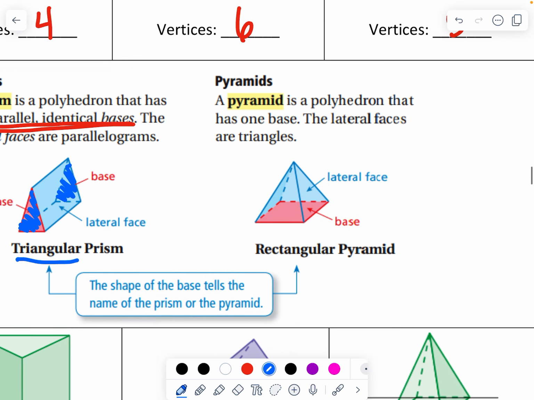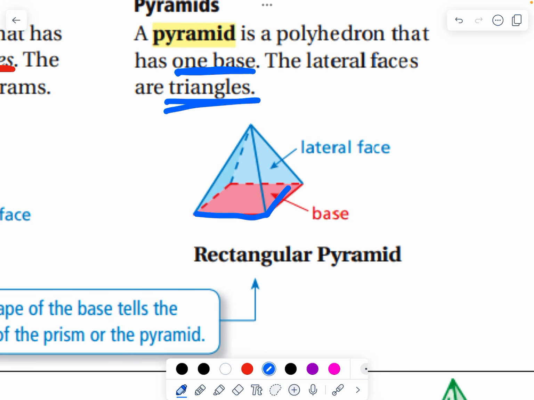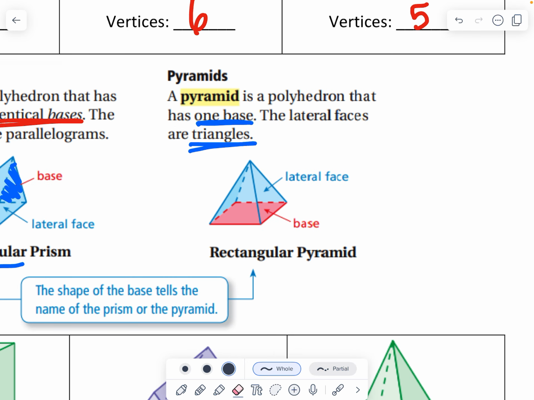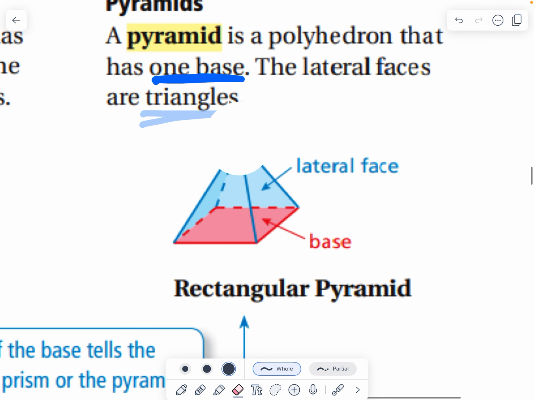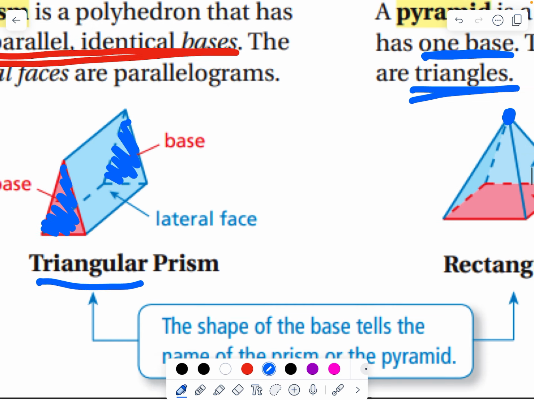And then pyramids, a pyramid is a polyhedron that has 1 base, and the lateral faces are triangles. So you can see it has 1 base on the bottom, and then the triangles go out to make the point at the top. So we have prisms, pyramids. One easy distinction between them is that the pyramid always comes to a point at the top right there. Okay, that's it. If it comes to a point like that, that's a pyramid. Prisms do not do that.